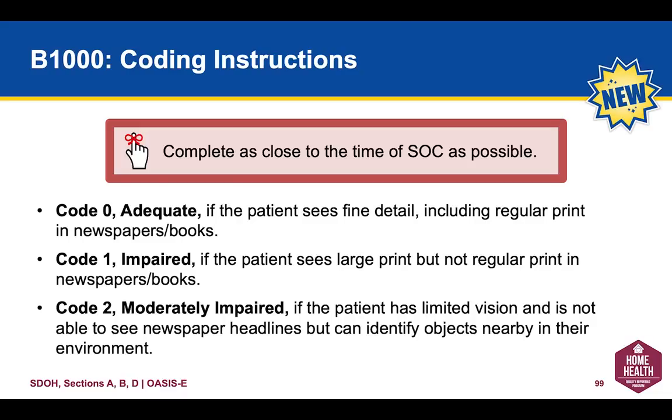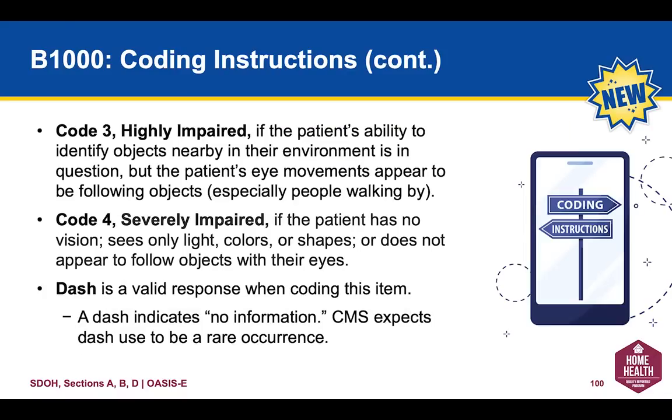Code 2, moderately impaired, if the patient has limited vision and is not able to see newspaper headlines, but can identify objects nearby in their environment. The assessor should code 3, highly impaired, if the patient's ability to identify objects nearby in their environment is in question, but the patient's eye movements appear to be following objects, especially people walking by. Or code 4, severely impaired, if the patient has no vision, sees only light, colors, or shapes, or does not appear to follow objects with their eyes. Again, a dash is a valid response, but should be used rarely.